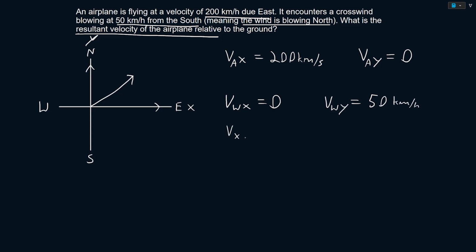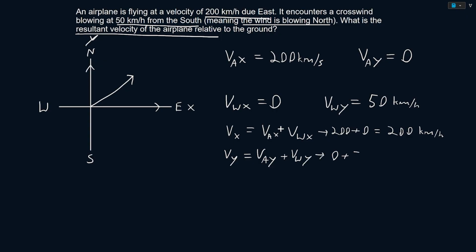The x component of the resultant velocity is equal to the sum of the x components of the wind and the airplane. This gives us 200 plus 0, or just 200 kilometers an hour. The y component of the velocity is equal to the sum of the airplane and the wind's y components. This gives us 0 plus 50, or just 50 kilometers an hour.